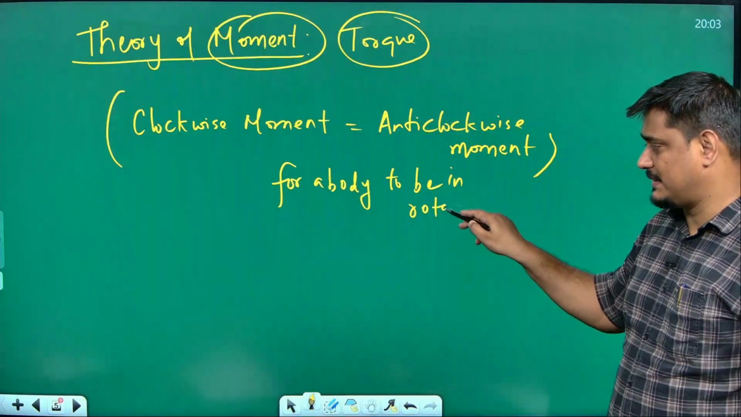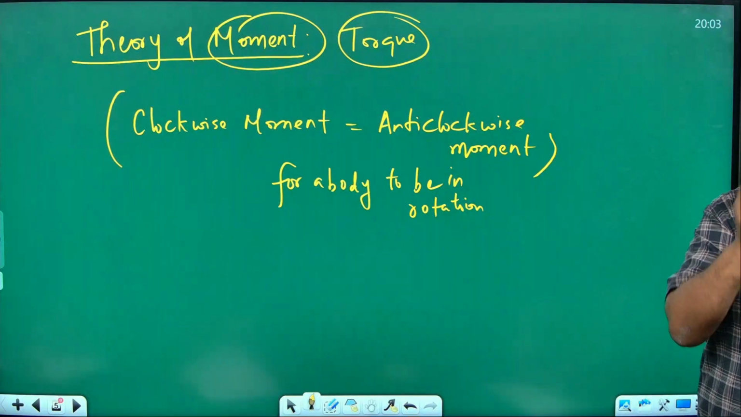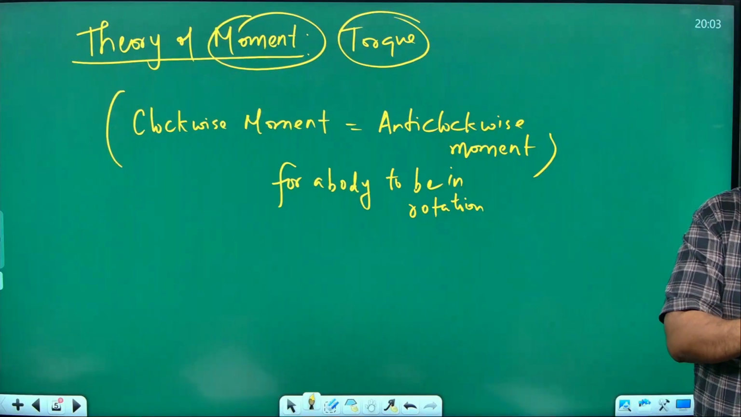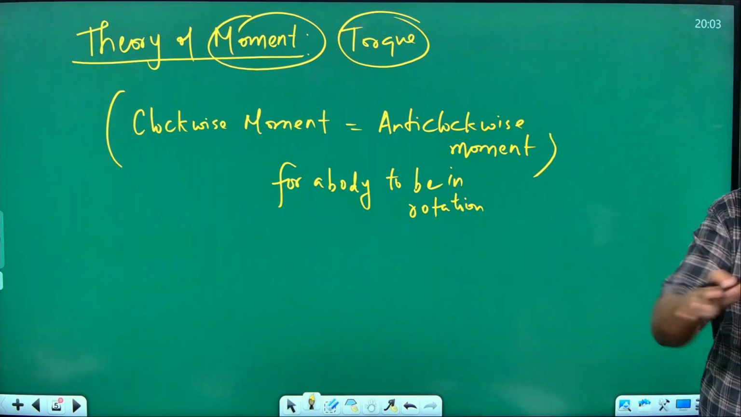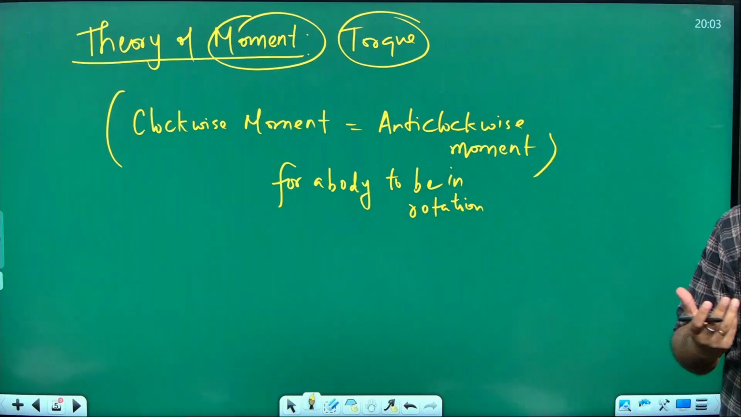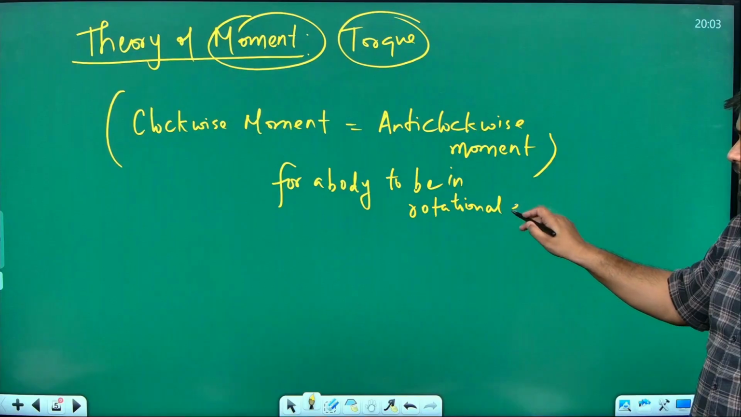It means if the net moment is not 0, the body will rotate. Are you getting my point? If a body wants to rotate, it means its net moment is not 0. Either clockwise is more or anti-clockwise is more. If one of the moments is more, then the body will not be in rotational equilibrium.